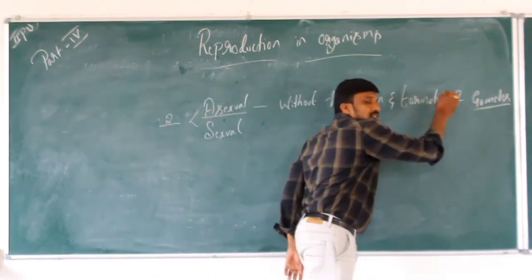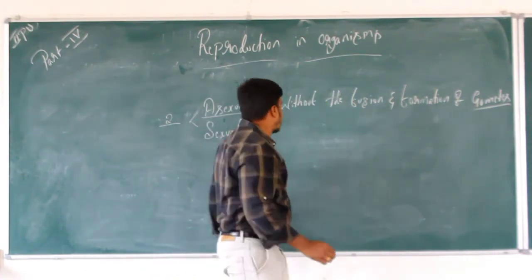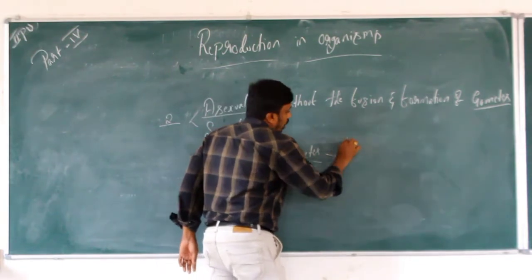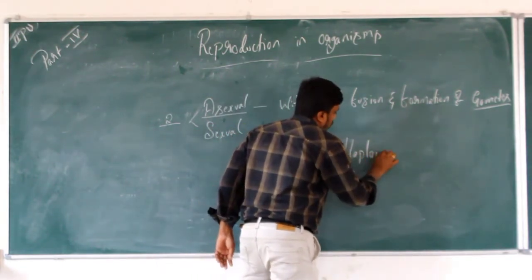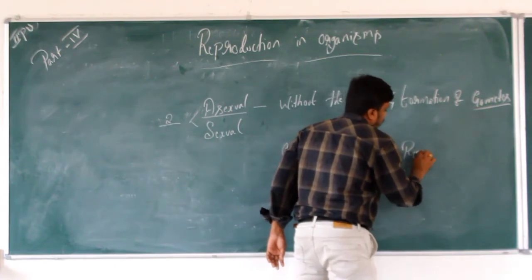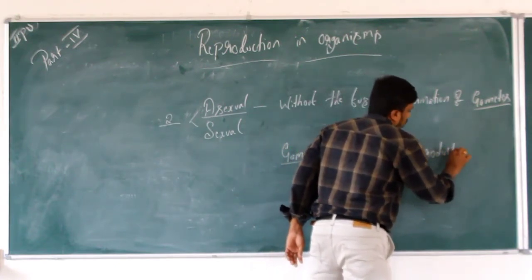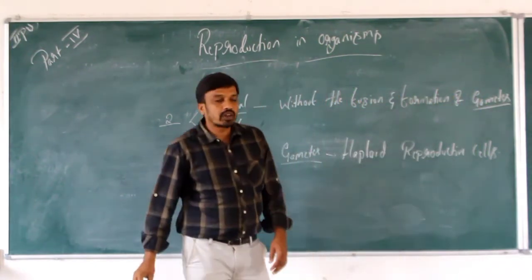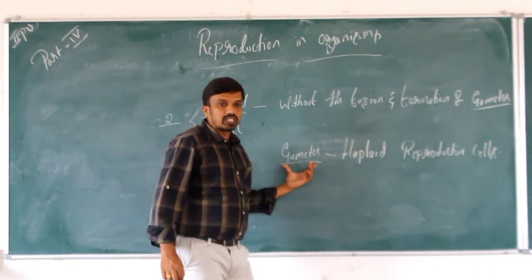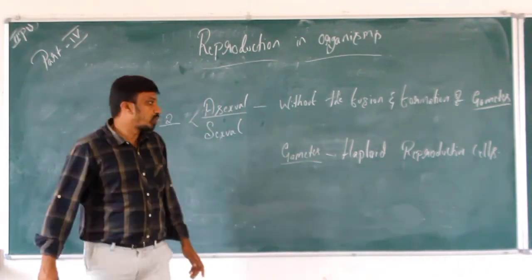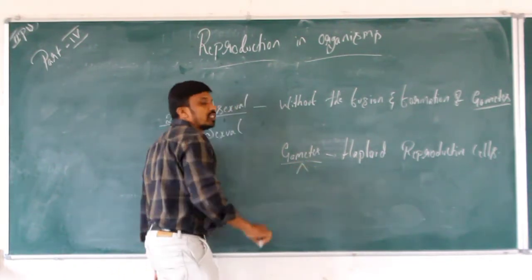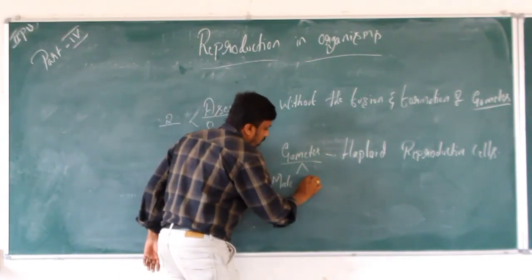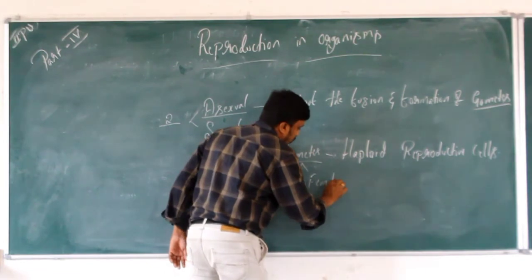Now, what are gametes? What do you mean by gametes? The gametes are nothing but haploid reproductive cells. The haploid reproductive cells are called gametes. The gametes are of two types. How many types of gametes are there? Two types. One is the male gamete and the other is the female gamete.